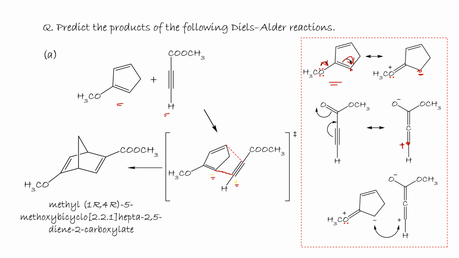So these two sites will interact to give this product. This will be up. These two are on sp2 carbon, so it's planar. There is no up and down.